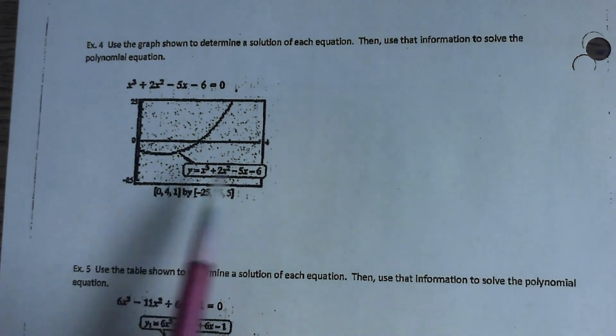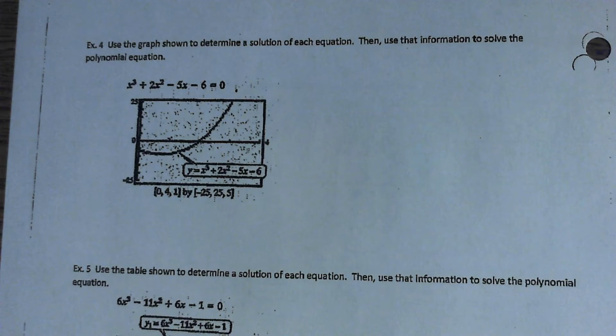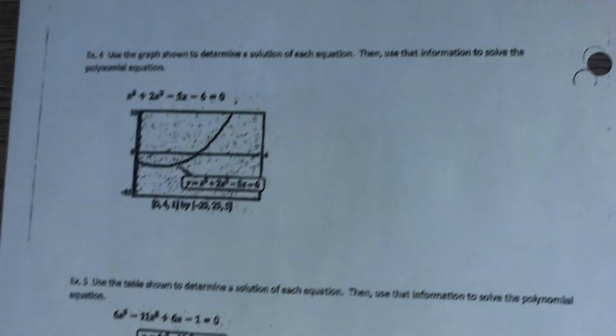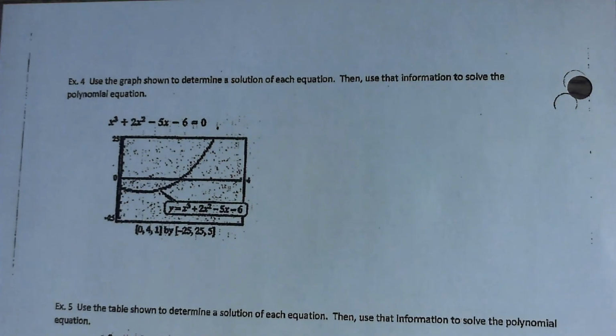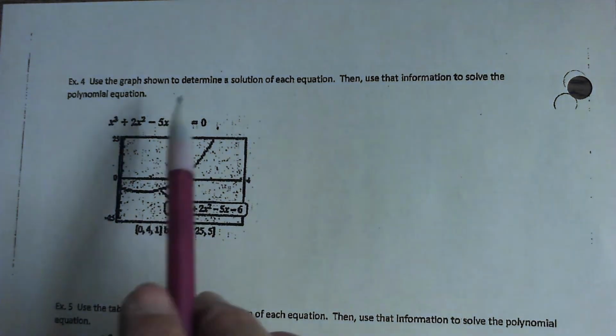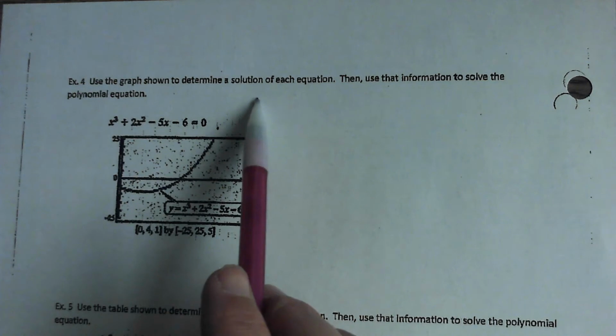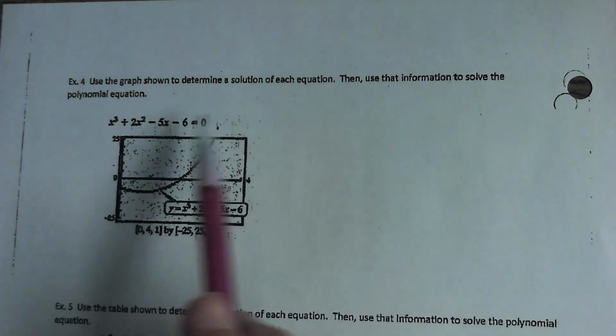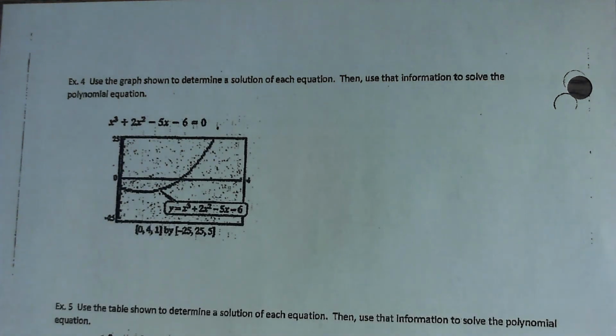They might show you a picture, or you might have to type it into your calculator yourself and figure it out because they'll want you to show your work algebraically. So in order to show your work algebraically, you have to do long division. In order to do long division, you have to know what to divide out. In the last two examples, they told us verbally, here's your root. This type, they're showing you visually what your root is. So use a graph to determine a solution. Then use the information to solve the rest of the equation and find the other solutions.